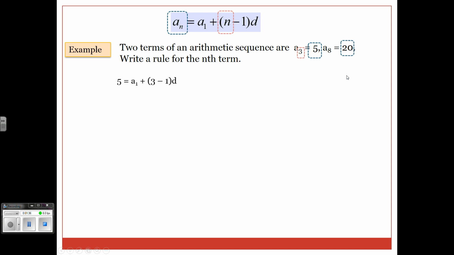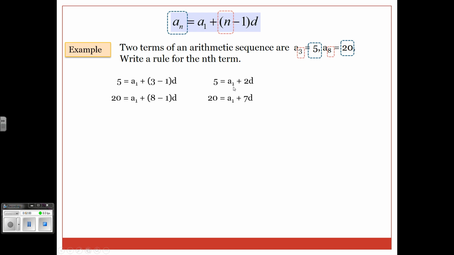So let's do that same thing for the eighth term. I know that it's 20 and n is 8. So I can write another equation where 20 is equal to a sub 1 plus n minus 1, which is 8 minus 1, times d. Alright, so let's clean up these equations a little bit. I just subtracted. And now I am ready to eliminate.